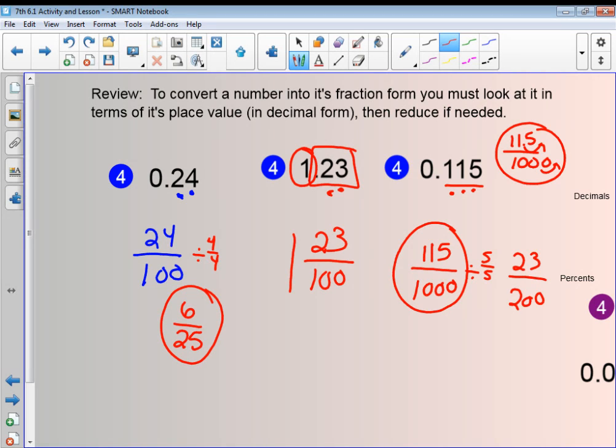You have to decide what you're most comfortable with. If you want to convert it to a percent first, that's perfectly fine, but then remember to reduce your answers, and you can't leave a decimal in your final fraction answer.